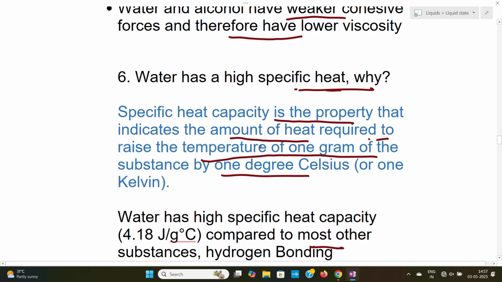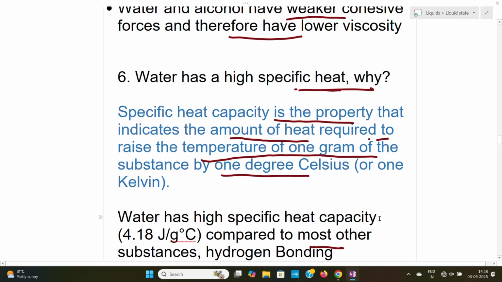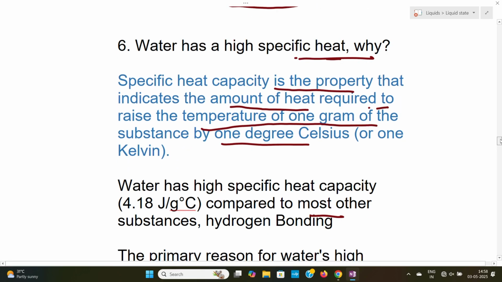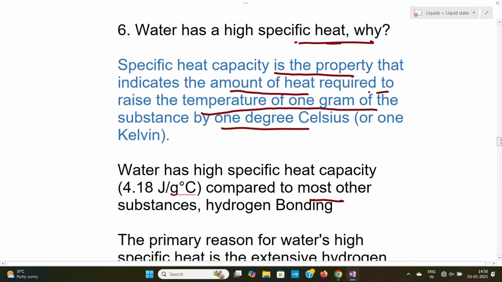Water has a high specific heat. Why? Specific heat capacity is higher in the case of water because of the hydrogen bonding. Therefore, initially when we apply heat, what will happen? The hydrogen bonds will break. Then only the temperature rise will happen for the 1 gram of the substance. That is why the specific heat capacity is high in the case of water.